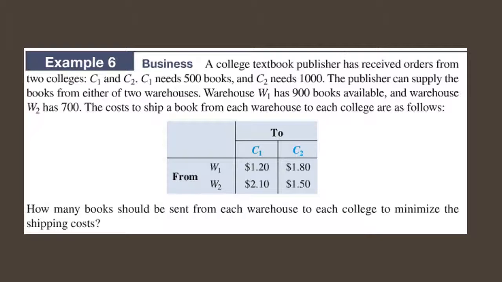From Warehouse 1 to College 1, it's $1.20. To ship a book from Warehouse 1 to College 2, it's $1.80. From Warehouse 2 to College 1, it's $2.10, and from Warehouse 2 to College 2, it's $1.50. How many books should be sent from each warehouse to each college to minimize the shipping costs?